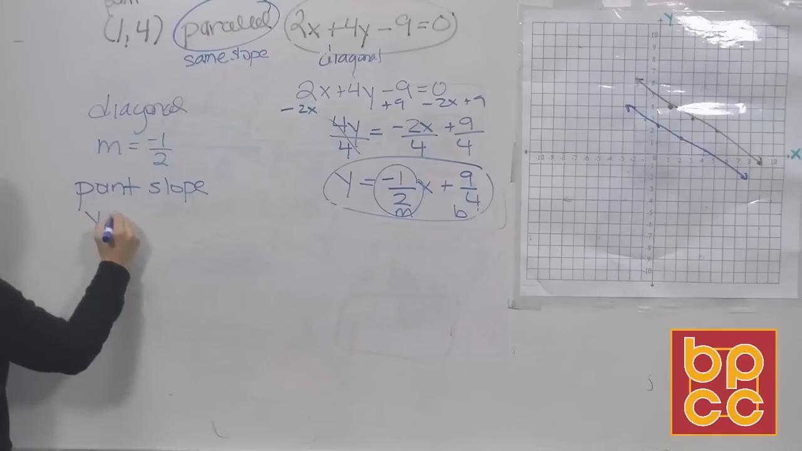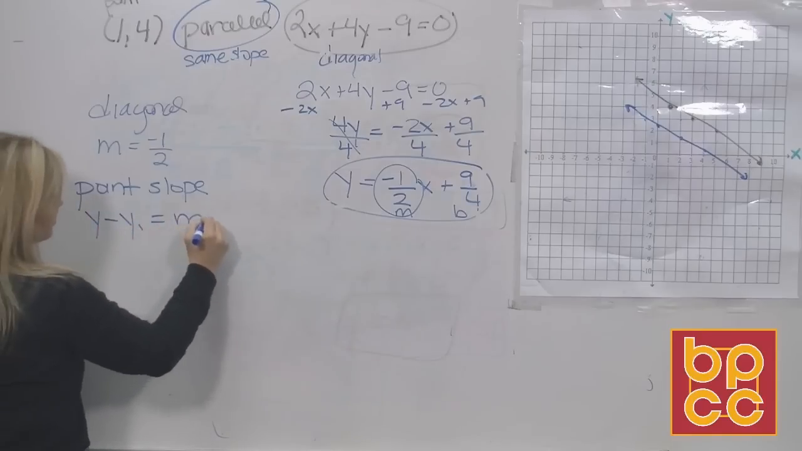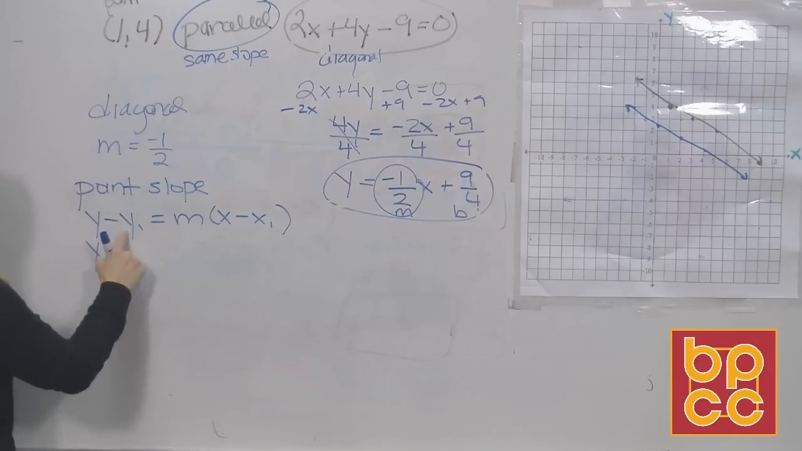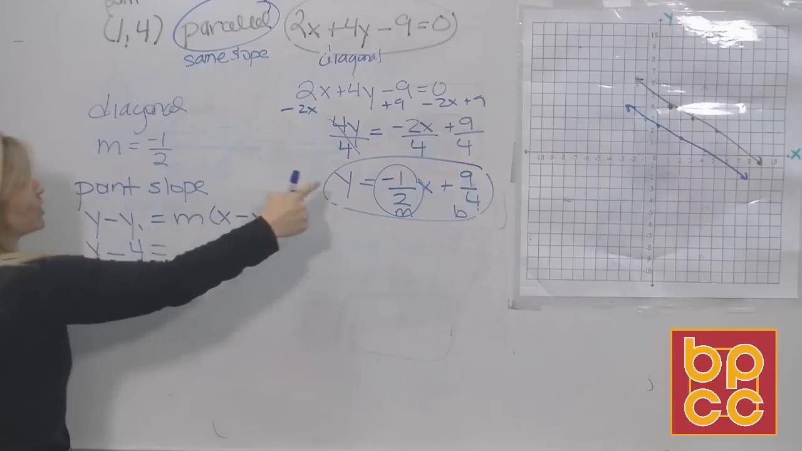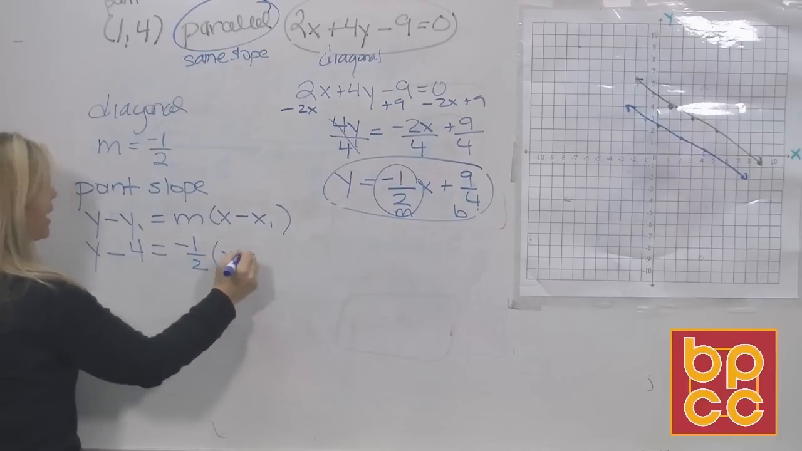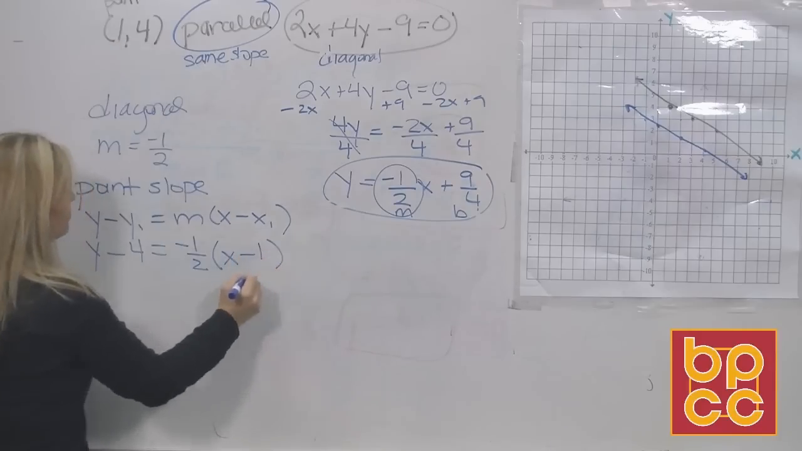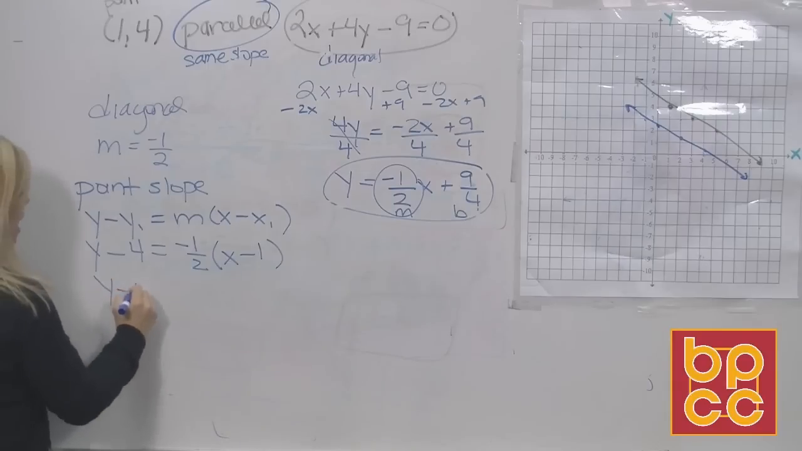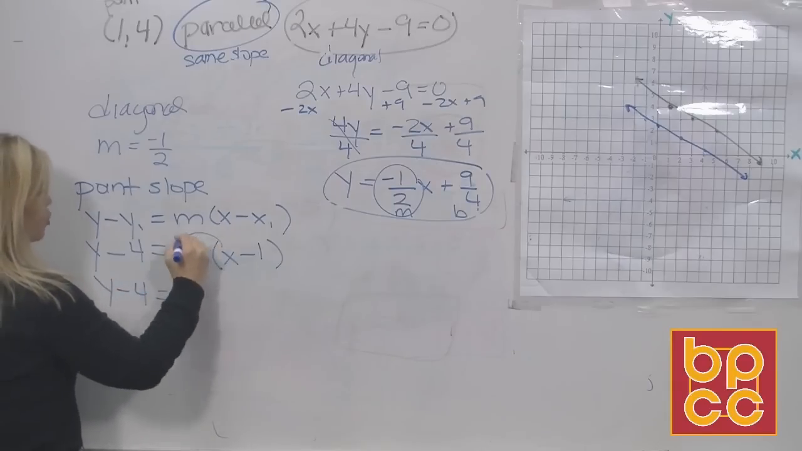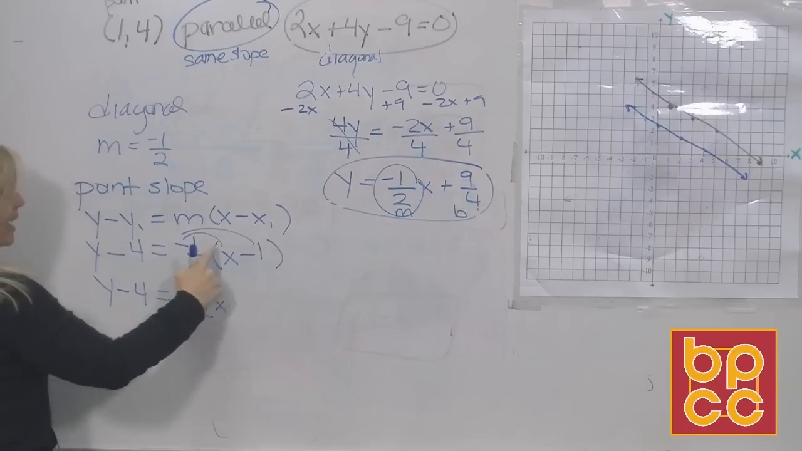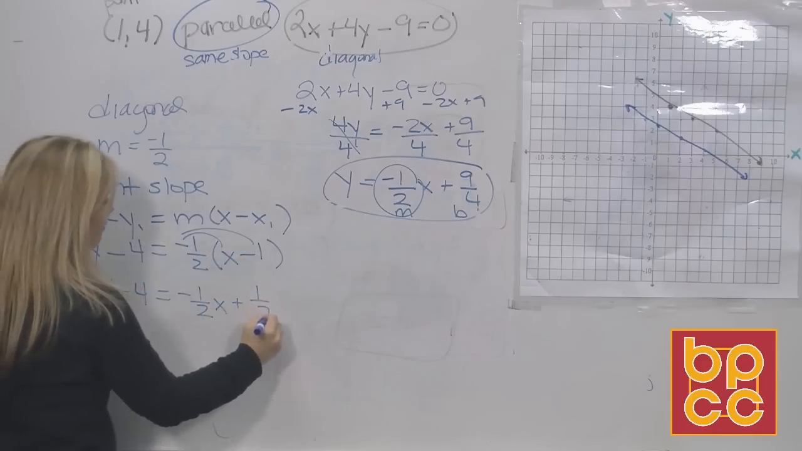So now we're going to fill in our formula for point-slope. Y minus our y value is 4. Our slope value is the same as this because we're parallel. X minus our x value is 1. And now we're going to work that out to make it look like a diagonal line. Y minus 4 equals, we're going to distribute a fraction. We're going to get -1/2 x. And a negative times a negative is a positive 1/2.